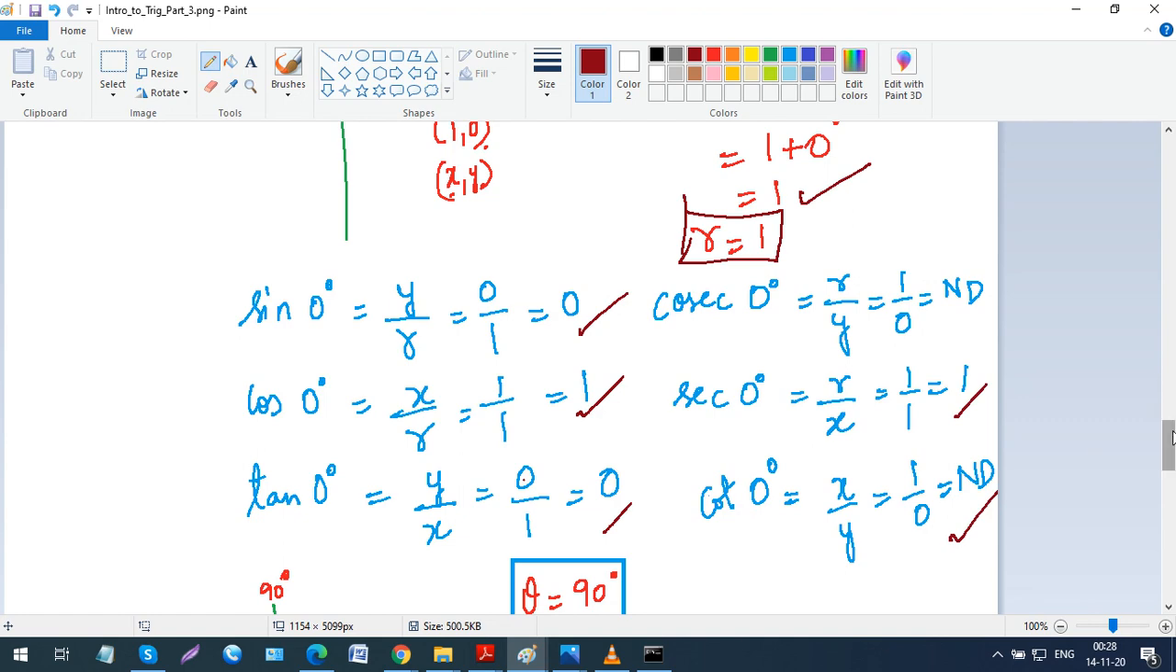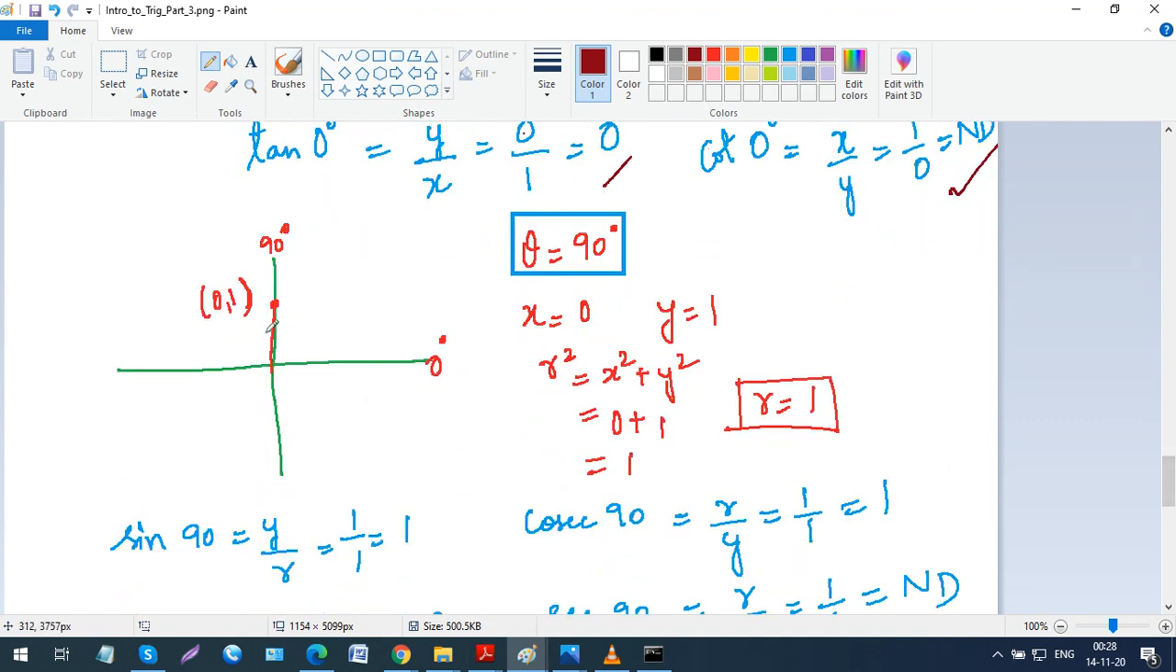Now when it comes to 90 degrees, let us take a point over here. This point lies on the y-axis. Let me take this point also as 1. So this point will have coordinates 0, 1. So your x turns out to be 0 and y turns out to be 1. Again r is going to turn out to be 1.